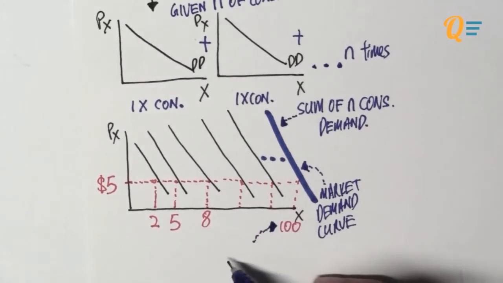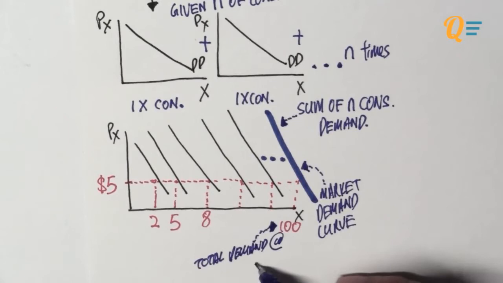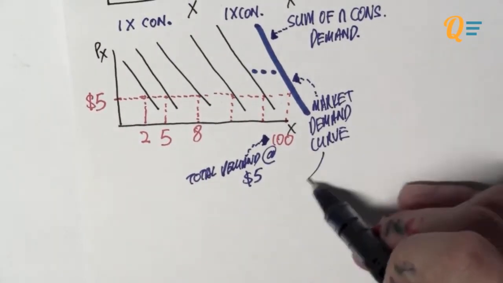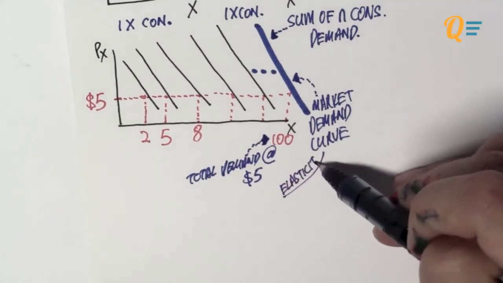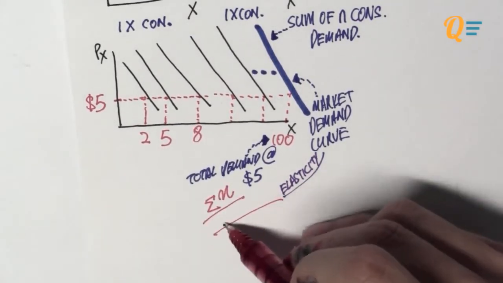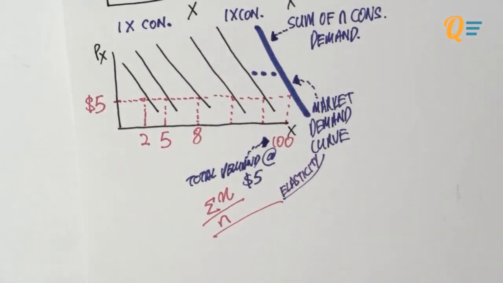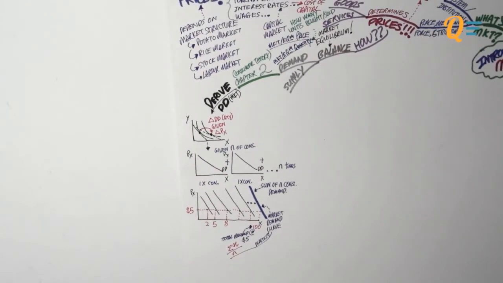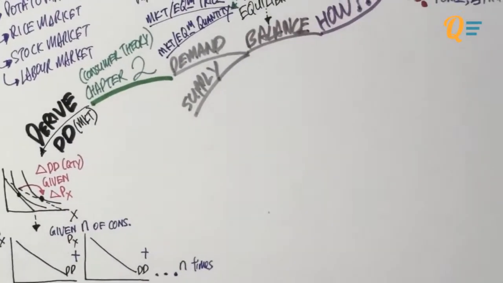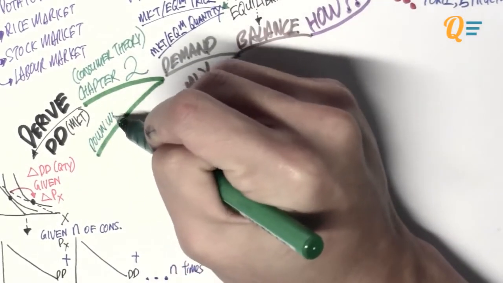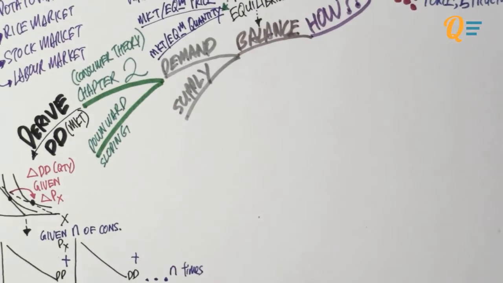And 100 over here is what we call the total demand for good X, given that the price of it is $5. Now, let's talk about elasticity. Okay, the elasticity of the market demand curve, the price elasticity of demand, is actually the average of all the elasticities added up together. Okay, so that is the derivation of your demand curve. And typically, your demand curve is usually going to be downward sloping, right? And that applies to your market demand curve as well.